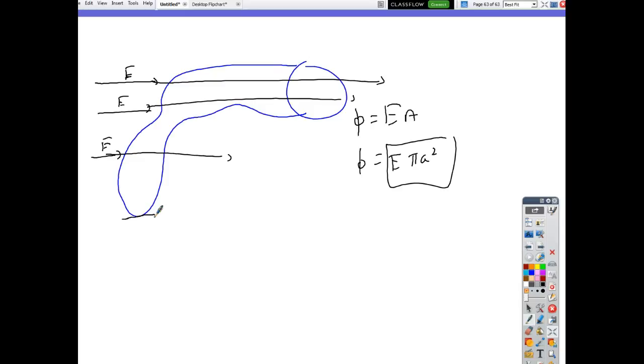But does that even happen in real life? In real life, it doesn't matter. Are flux lines a real thing? Why are we doing this? On the AP test, they may ask you what the flux is.